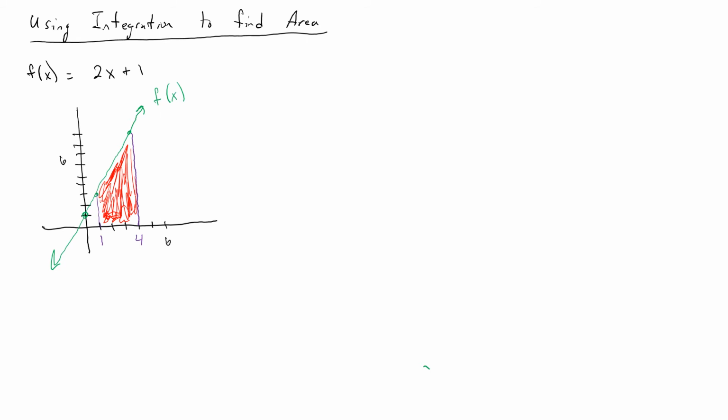A trapezoid is a four-sided figure that has one pair of parallel sides, and this is the height, and then these are called the bases. The parallel sides are called the bases. And the area of a trapezoid can be found by taking half its height and then multiplying that by the sum of the bases. So I can actually find the area of this figure in red by using that geometrical formula, which I'm going to do.